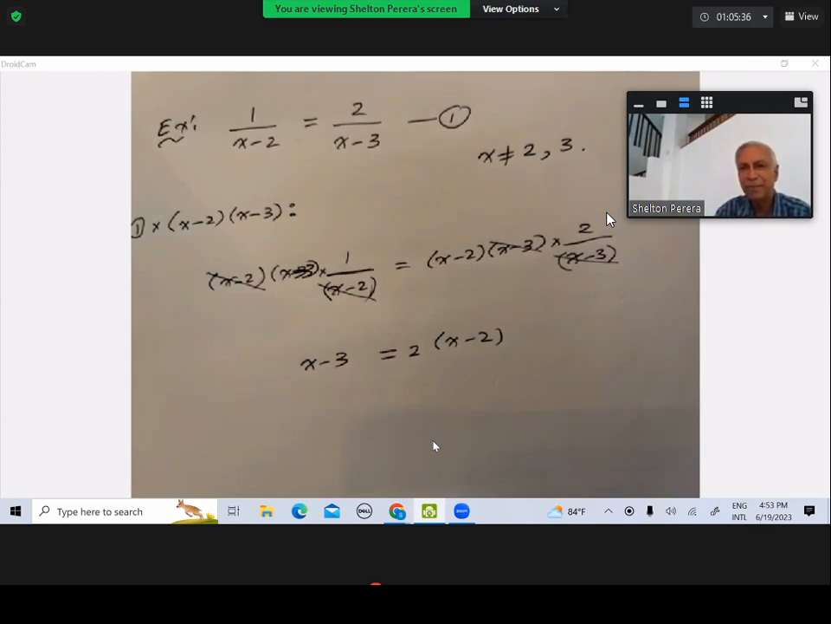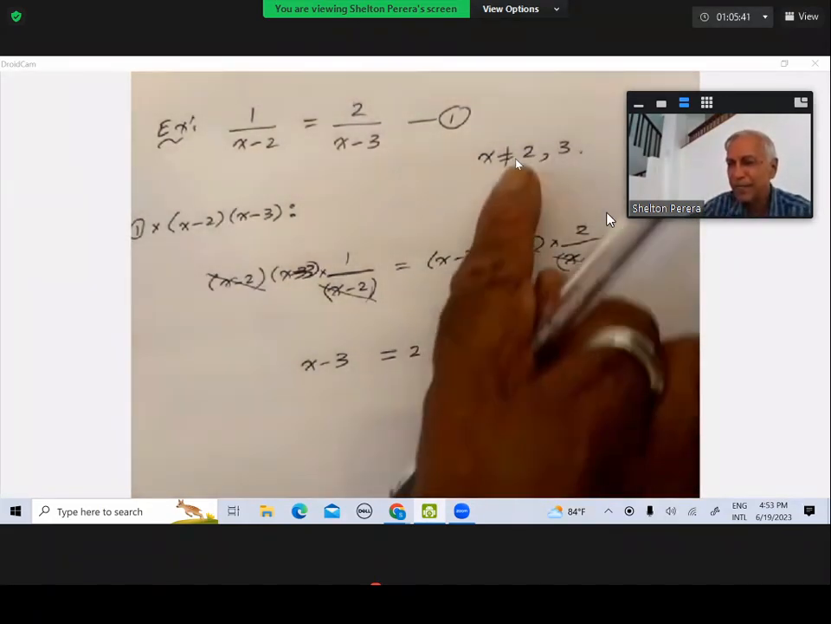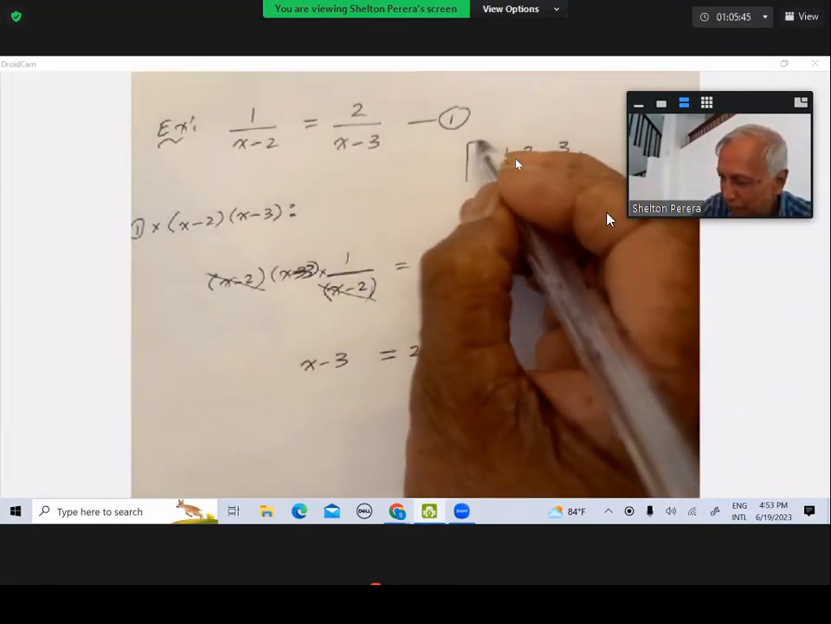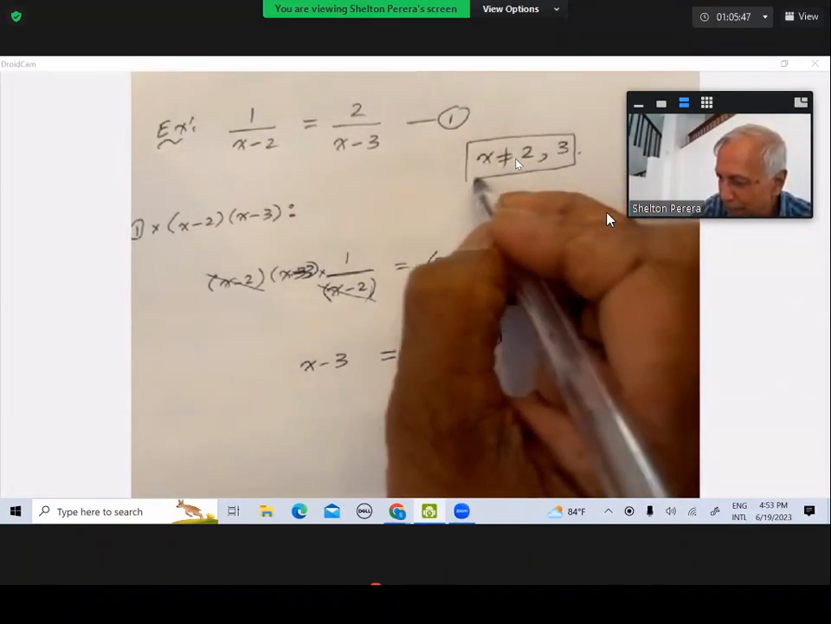Yes, okay. So now, all throughout, x is not equal to 2. So that is at the very beginning. This was not told to us, just the equation given.